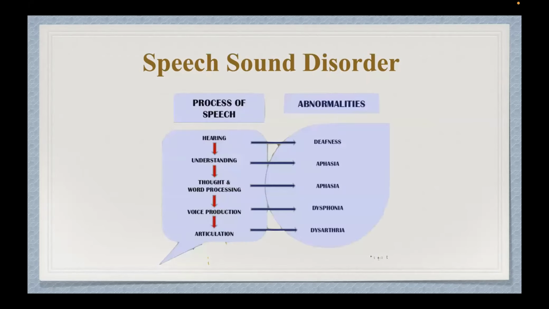Speech disorders have types. If there's a problem in the process of speech where the person is not able to hear, the abnormality is deafness, of course. Understanding, thoughts and word processing: aphasia. Again, if there's a problem in voice production, like articulation defect, it can be dysphonia or dysarthria.